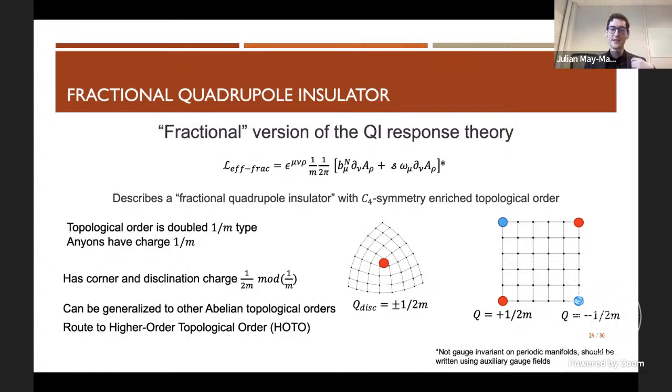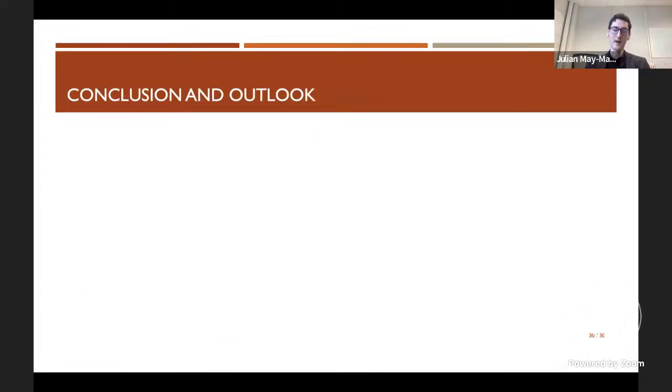This can be generalized then to other sorts of abelian topological order by, say, some well-known methods such as the K-matrix approach, and gives a new route to understanding what I'm going to call higher order topological order, which are going to be topologically ordered systems that, instead of having gapless boundary modes, have some sort of corner degrees of freedom instead. All right, so that gets me to the end of my talk.